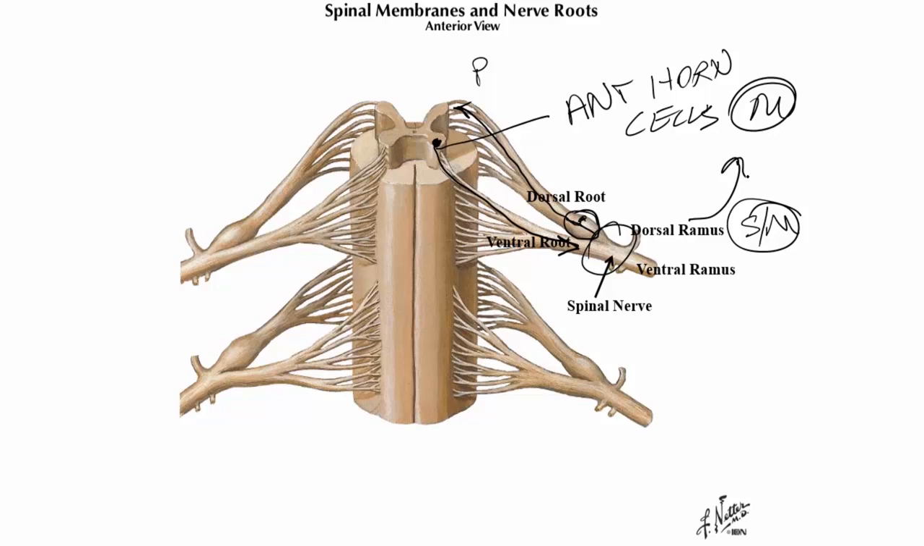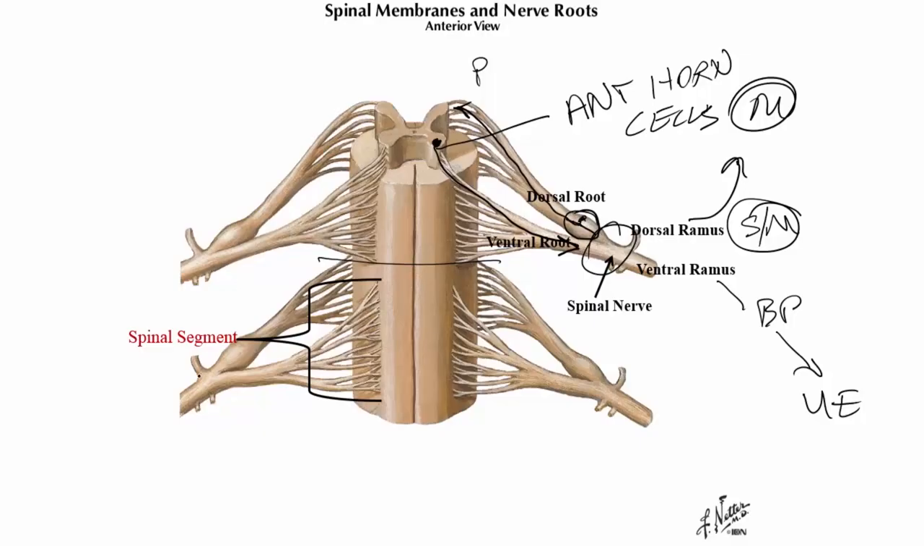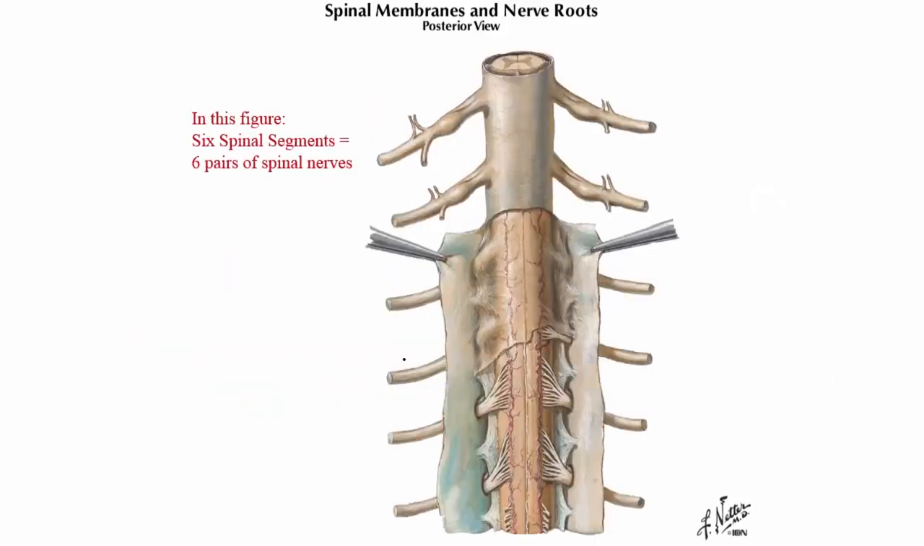And the ventral ramus are going to the rest of the body wall and through the brachial plexus to the elements of the upper extremity, for example. We have the same thing with the lower extremity. That is what's called a spinal segment. So it's a portion of the cord that gives rise to a pair of spinal nerves, two spinal nerves, one on each side. So there's a spinal nerve on that side, a spinal nerve on that side. So that's a spinal segment. In this particular view, there's one spinal segment there and a second spinal segment here. In this particular view, we've got 1, 2, 3, 4, 5, 6 spinal segments that are indicated. So again, 6 pairs of spinal nerves.